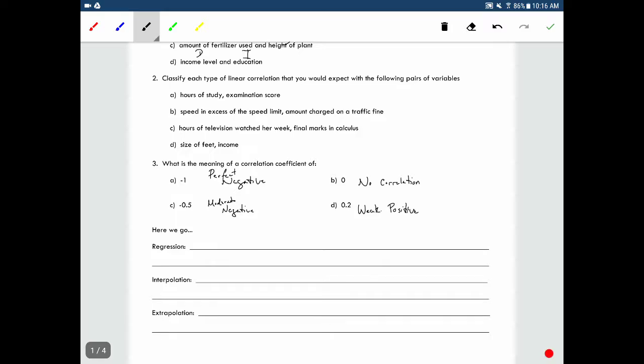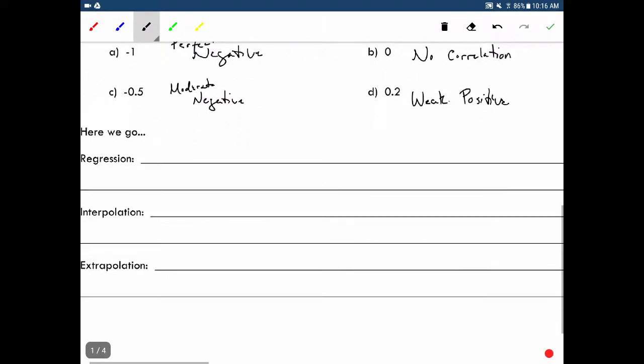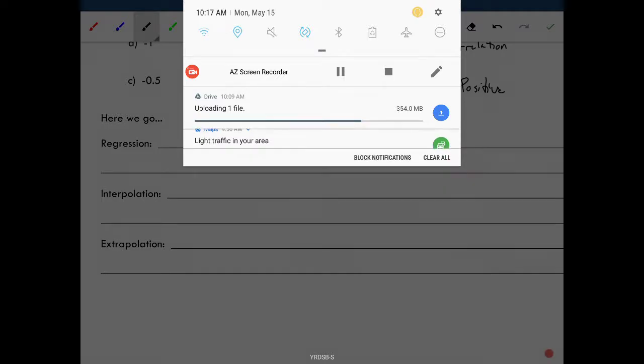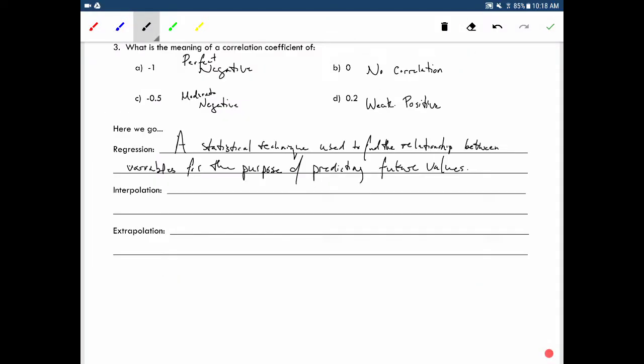So first of all, what does regression mean? Regression is a statistical technique used to find the relationship between variables for purposes of predicting future values. The next one here is interpolation, which is actually not a new term. You should have learned that in grade 9. I'm sure that you all remember it flawlessly.